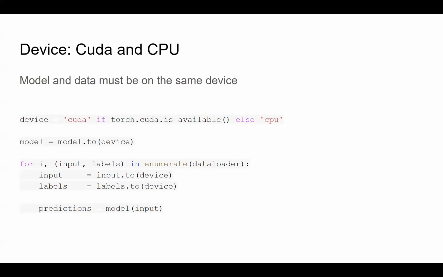A last note is that your model and your data have to be on the same device. By device, I mean GPU versus CPU. If you call this function, torch.cuda.is_available, it will return true if you have a GPU available. If not, it will return CPU. It's important that you initialize this device, and then move your model and your data to that device so that they're on the same device. If they're on different devices, your code will throw an error. So move your model to the device, your input to the device, and your ground truth labels to the device, so that you're able to call something like this. If they're on different devices, this will fail.